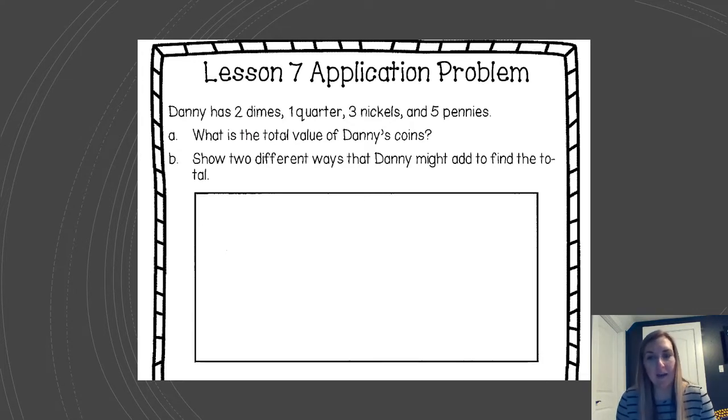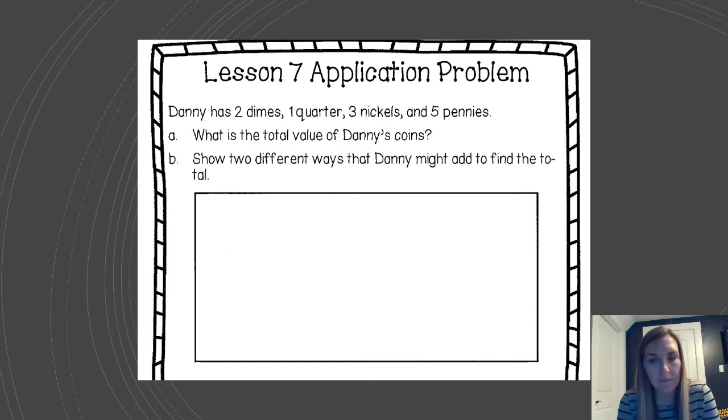Okay, it is application time. Make sure that you are turned to this page, and I will read it to you. Follow along, please. No working just yet. Danny has 2 dimes, 1 quarter, 3 nickels, and 5 pennies. What is the total value of Danny's coins?